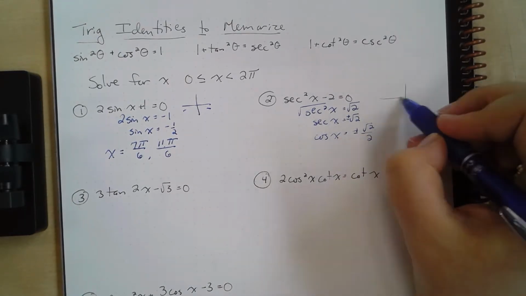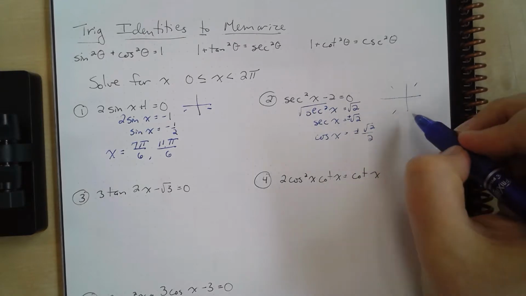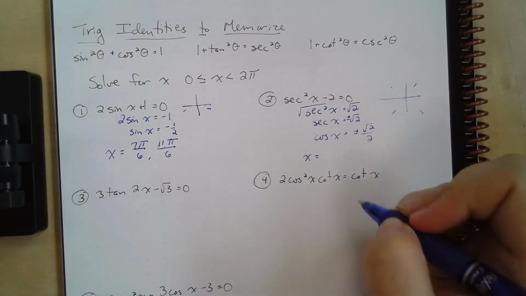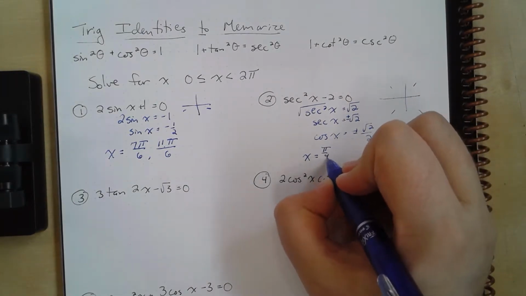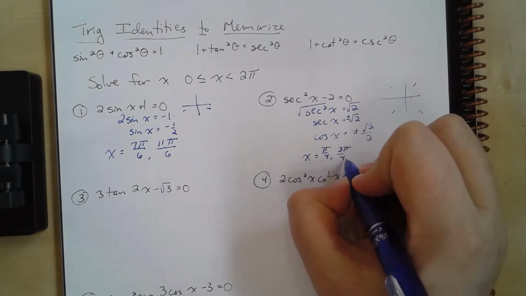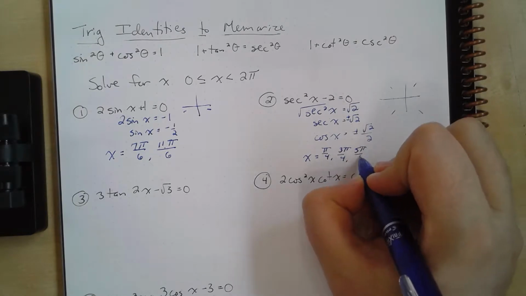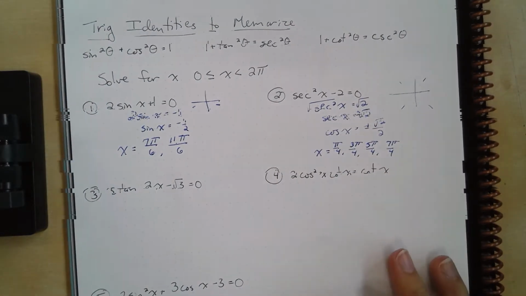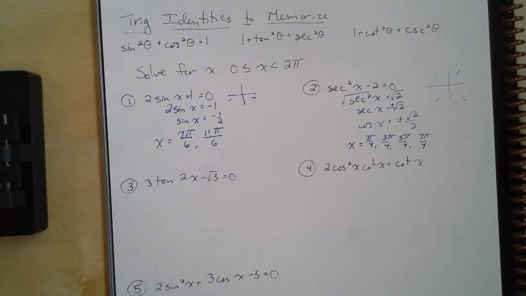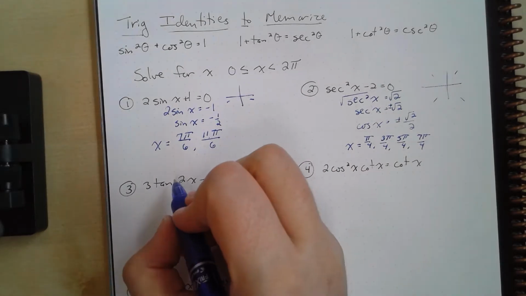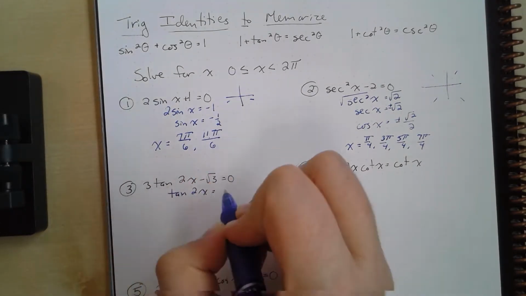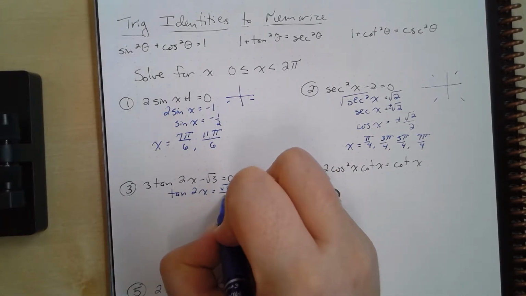We know that cosine is going to be equal to radical 2 over 2 in these 4 areas. Therefore, x must be equal to pi over 4, 3 pi over 4, 5 pi over 4, and 7 pi over 4. Let's look at number 3. We have 3 tangent of 2x minus radical 3 is equal to 0. Well, I'm going to kind of do 2 steps at once here, basically just to save space. But tangent of 2x is equal to radical 3 over 3.